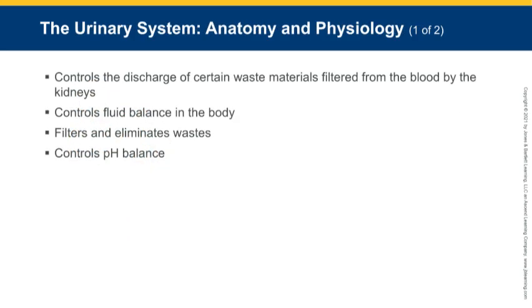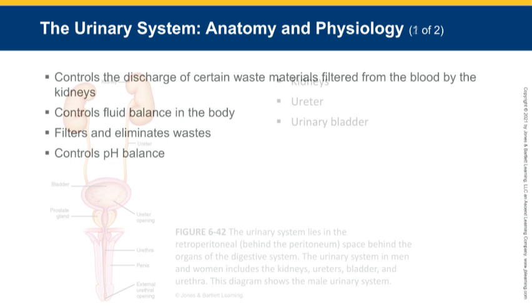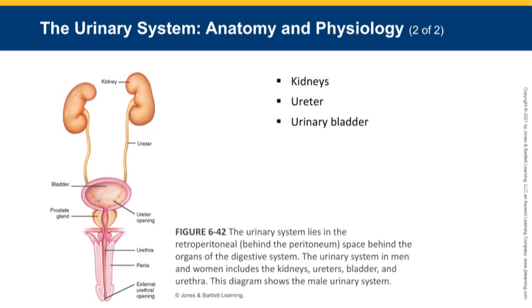The urinary system controls the discharge of certain waste materials filtered from the blood by the kidneys. It controls fluid balance, filters and eliminates wastes, and controls pH balance. The urinary system includes the kidneys, ureters, urinary bladder, and urethra.